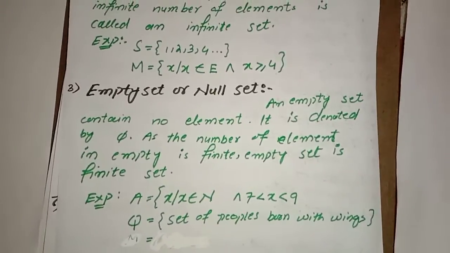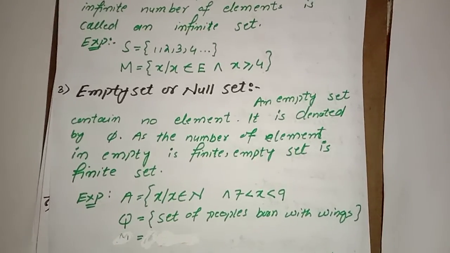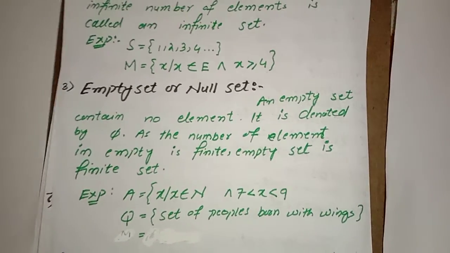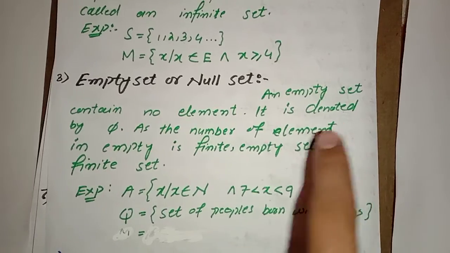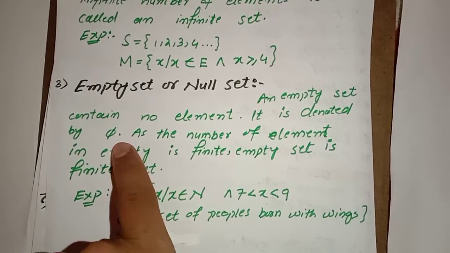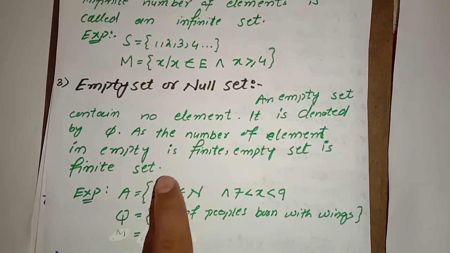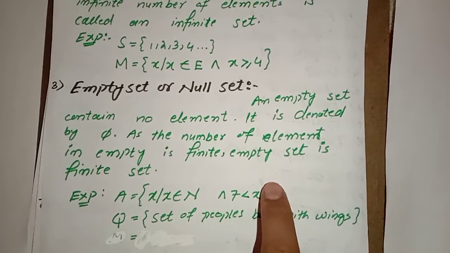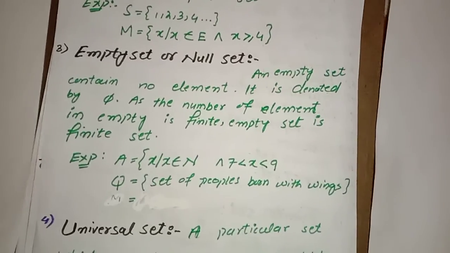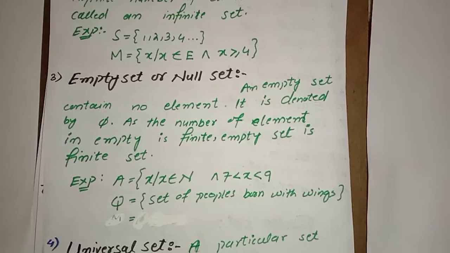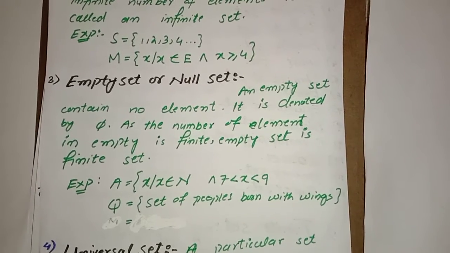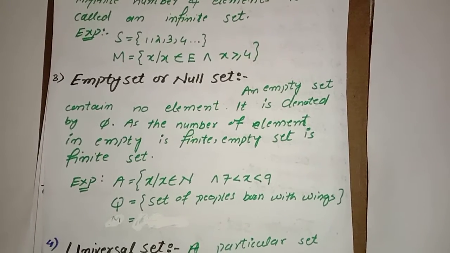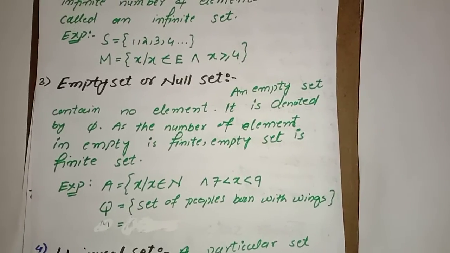Number three is the empty set or null set. An empty set contains no element. It is denoted by this symbol. As the number of elements in the empty set is zero, the empty set is a finite set.